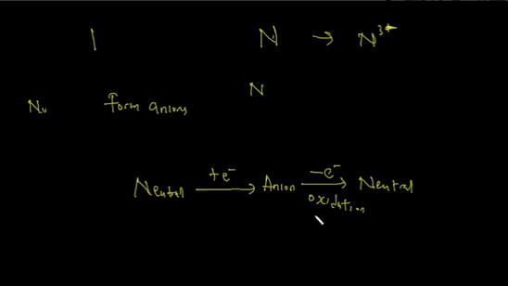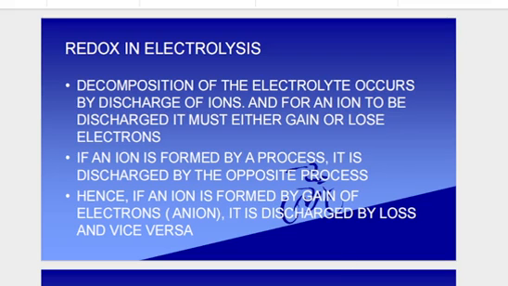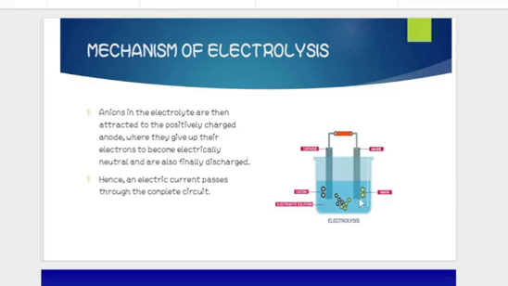And where does this occur? It occurs at the anode. So you see that in electrolysis, anytime an anion is attracted to an anode, because the anion was initially formed by gain of electron, what it will need to do here is loss of electron, and that is oxidation. So that is why we say that anions undergo oxidation at the anode.